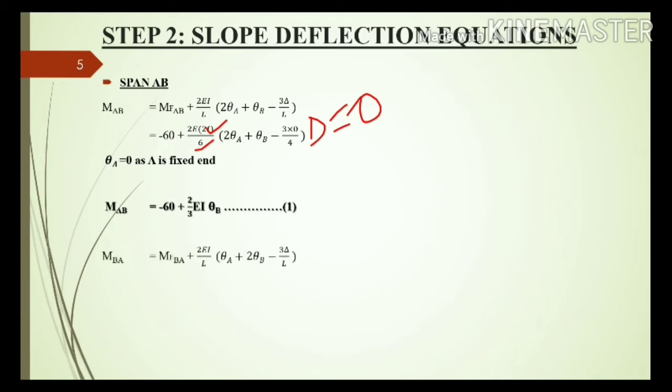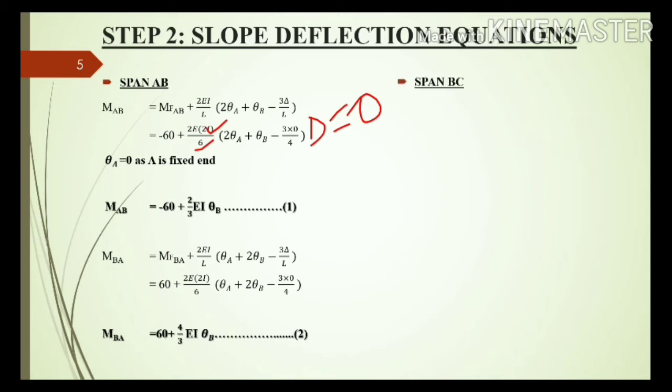Next, consider the moment along the member BA. MBA is equal to M of BA plus 2EI by L into theta A plus 2 theta B minus 3 delta by L. Again, substitute the value of fixed end moments as 60 kilonewton meter, and the value of I is here also 2I, and theta A equal to 0 and delta is equal to 0. So we get MBA is equal to 60 plus 4 by 3 EA theta B. This is our second equation.